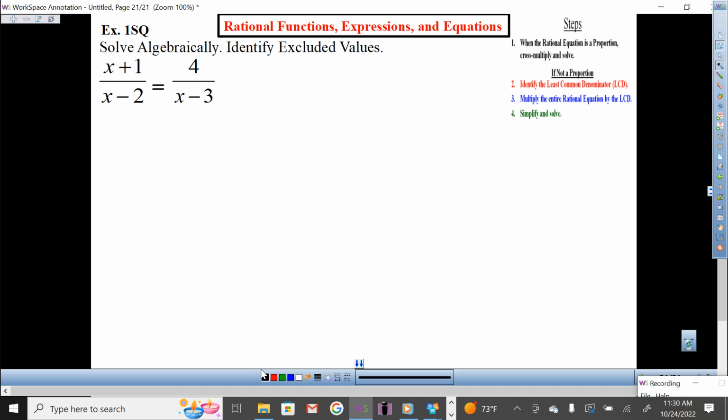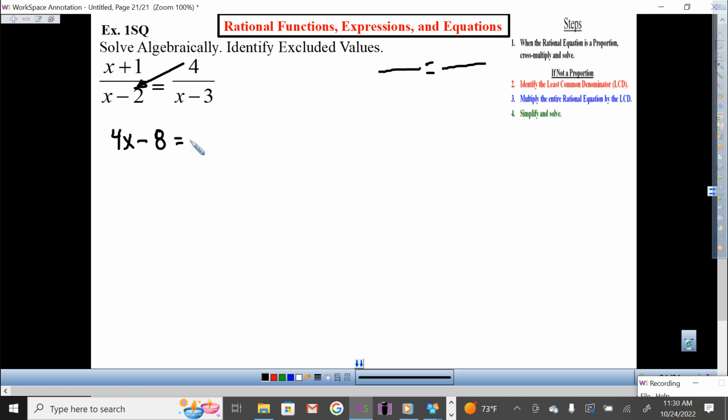Juan, is that a proportion? Yes, why? The equal sign, okay, that makes it an equation, but what makes it a proportion? One fraction bar equal to one fraction bar. Do we have that? Yes. All right, so cross multiply. I'm going to start with the smallest value, which is 4. If I distribute that to these two terms, what do we get? 4x minus what? 8, yes.